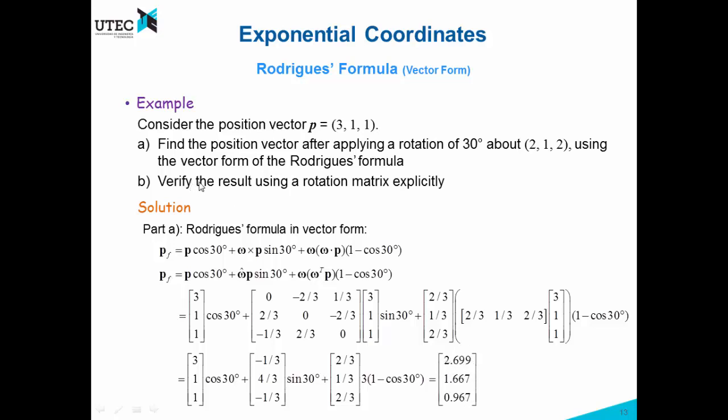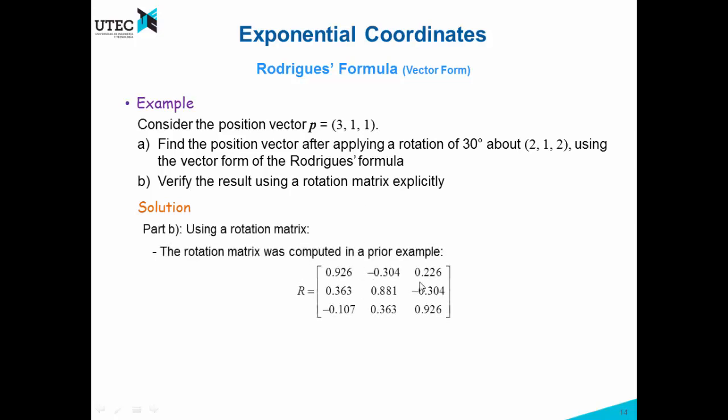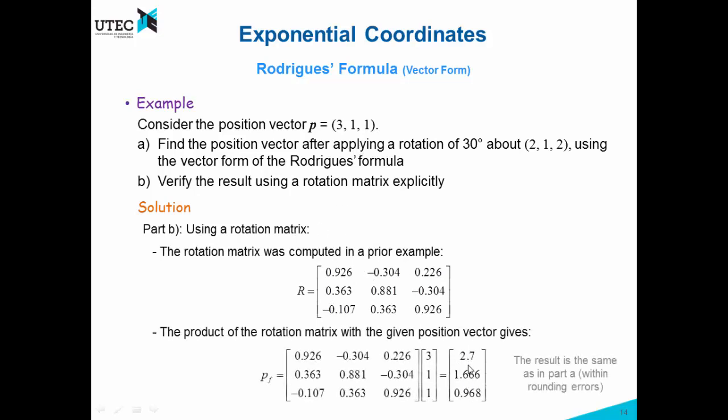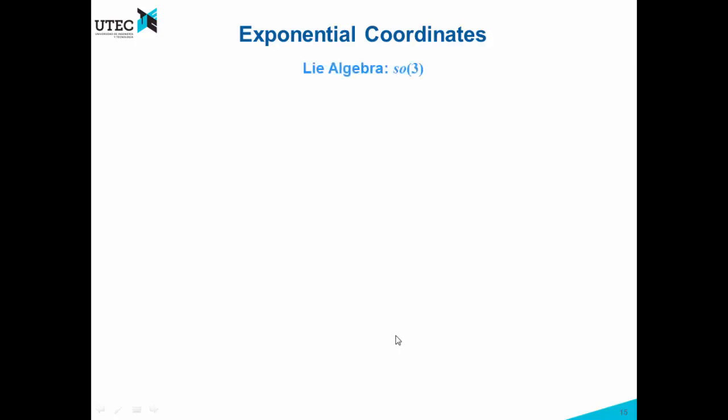For part B, I can first use the rotation matrix, which I computed in a previous example. So from the previous example, this was a rotation matrix. Now, if I multiply this rotation matrix with the vector p, I will get this. And this is equivalent to the previous vector that I just obtained, within some rounding errors.